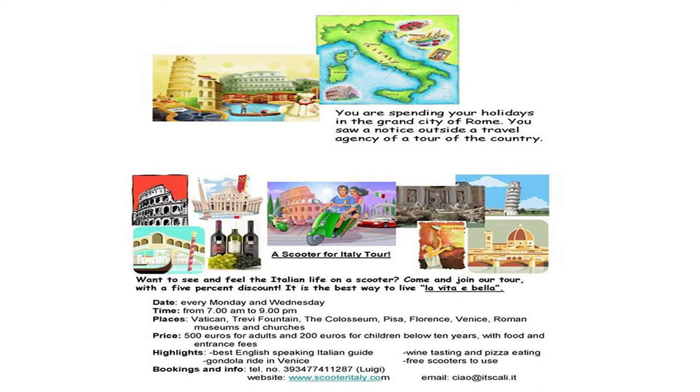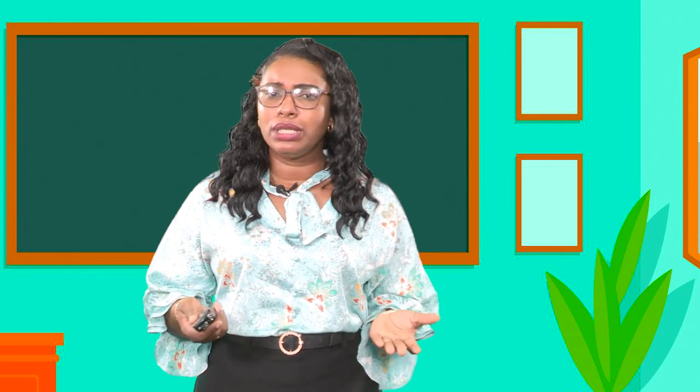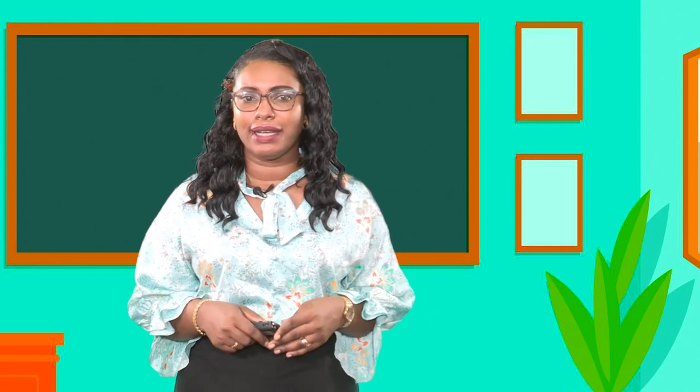So it means that I would need to scan through some of the information on this flyer to say what it may be about. Once we scan through this flyer, we would see that this flyer is about a holiday in the grand city of Rome. What about the details about the tour, such as the time and the location, and the activities? Would you need to skim or scan to find that?